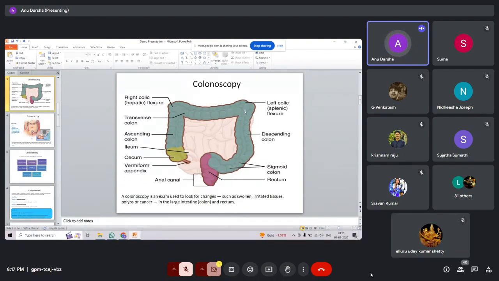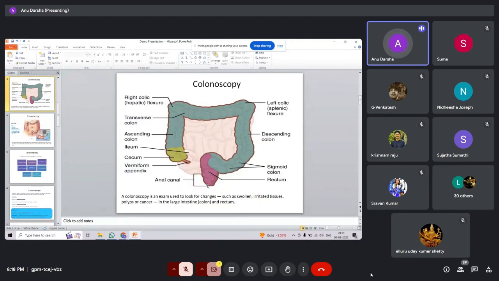If before reaching this area, somewhere around in the descending or sigmoid or any of these areas, they are terminating the procedure, we have to down code it. Okay, down coding means the actual planned procedure is colonoscopy, but because it has not reached the criteria to bill the case as a colonoscopy, they are stopping in between, we have to down code it and bill it as a sigmoidoscopy. For sigmoidoscopy, we have a specific CPT code range.